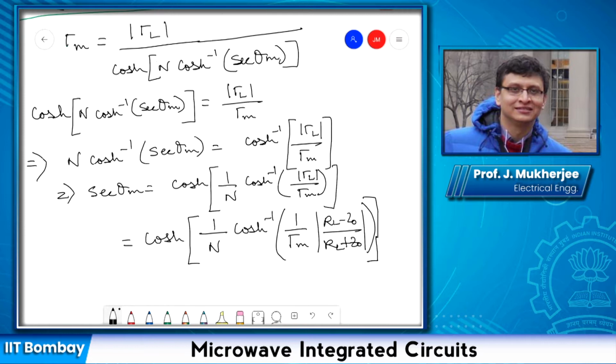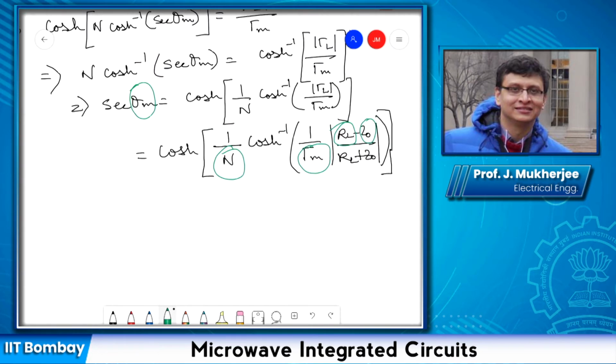So see, if we know the order of the Chebyshev polynomial, if we know the value of gamma m, if we know what is the load, what is the characteristic impedance, then we can find out theta m from this equation. And once we know the value of theta m, we can find out the fractional bandwidth delta f upon f0, which is given by this equation. So this is how we can find out what is the fractional bandwidth for a particular order of a Chebyshev prototype function when the other values like RL, Z0 and gamma m are given.